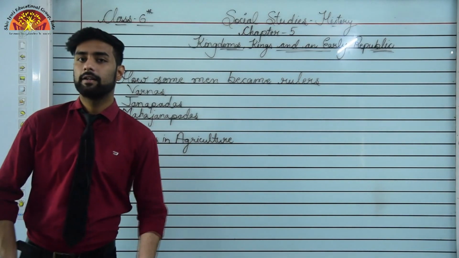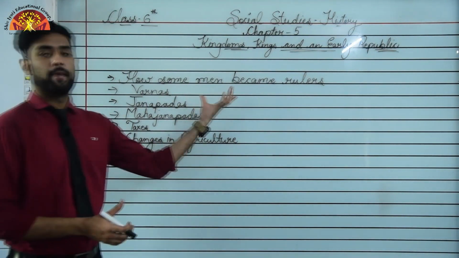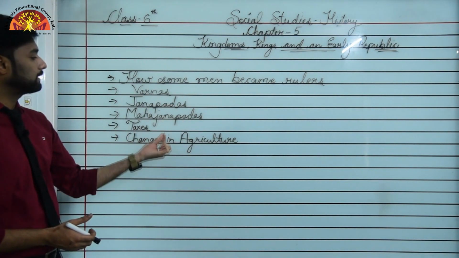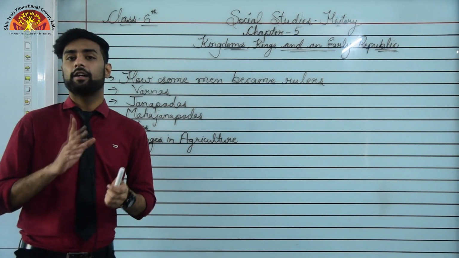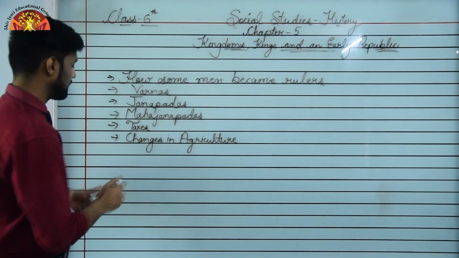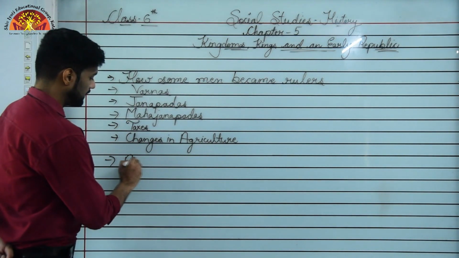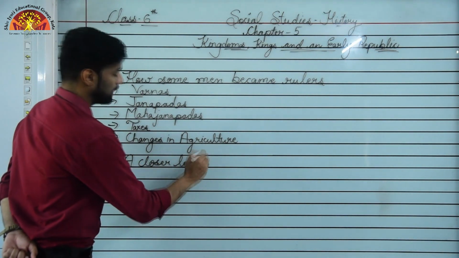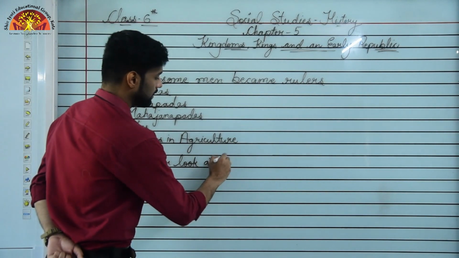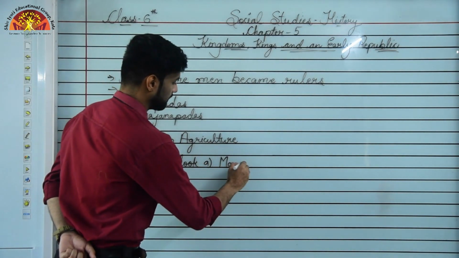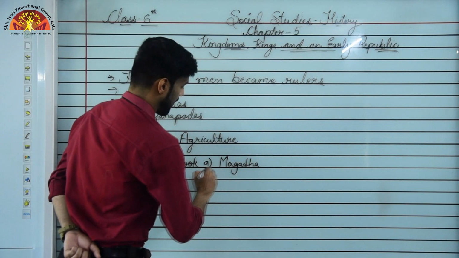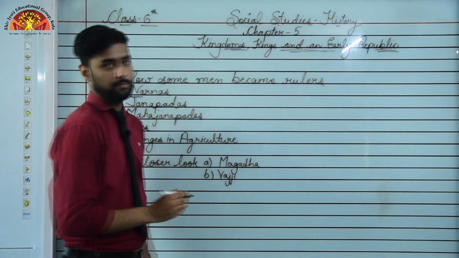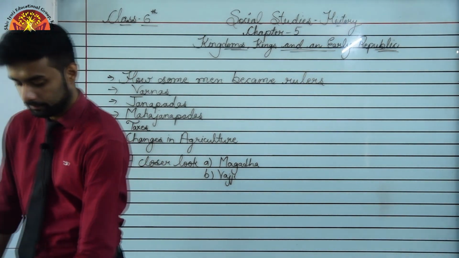So students, up until now we have covered these topics: how some men became rulers, Varnas, Janpadas and Mahajanapadas, taxes and changes in agriculture. Now we are taking a closer look at two of the Mahajanapadas of the earlier time. And what was the name of those Mahajanapadas? Number one is Magad. Number two is Vajji. So let us learn about them one at a time. First, let us study about Magad.